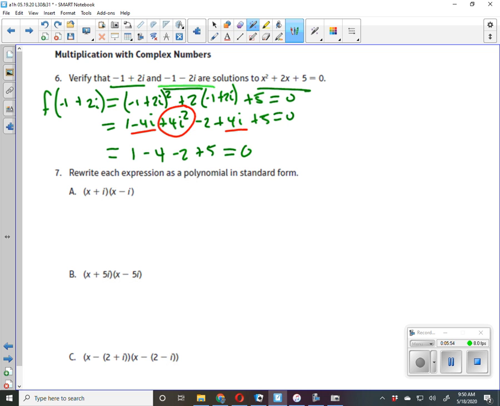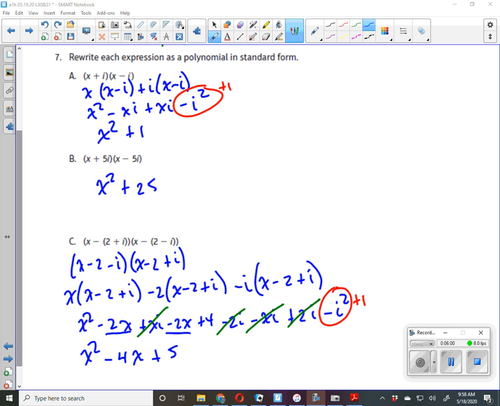All right, so go ahead and stop the video. Why don't you practice these and see how you do? Okay, so again, circle the i squared so you know what's going on. That should have been x squared plus 1. Hopefully you're starting to recognize the difference of squares, so I didn't work it out. It's just x squared plus 25.